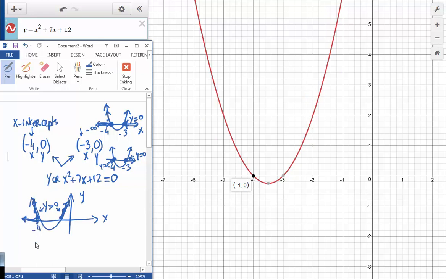in this case, less than -4, and for those points right here, bigger than -3. So here x is bigger than -3, and here x is less than -4. And for those particular x values, the y values are positive. You are above the x-axis for those points. And one more thing.